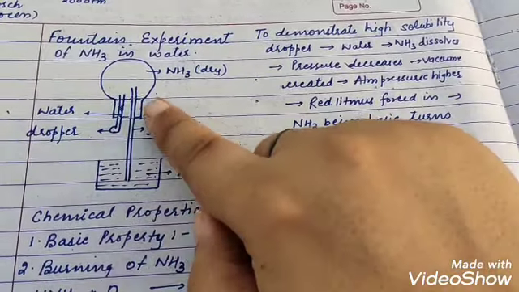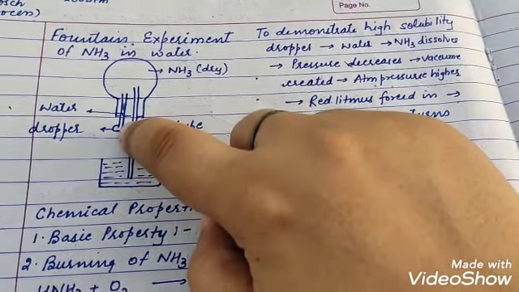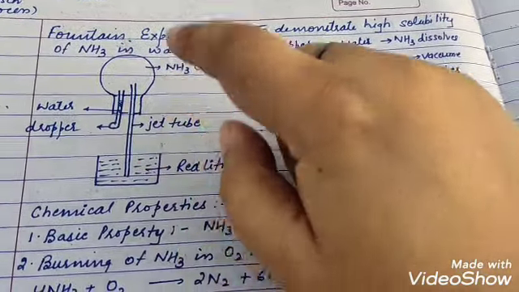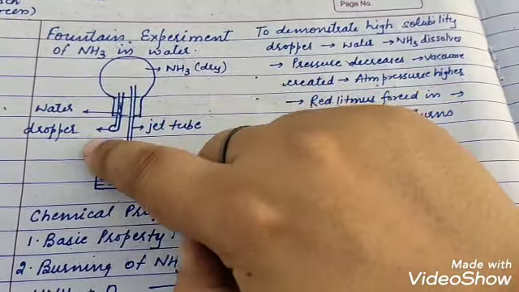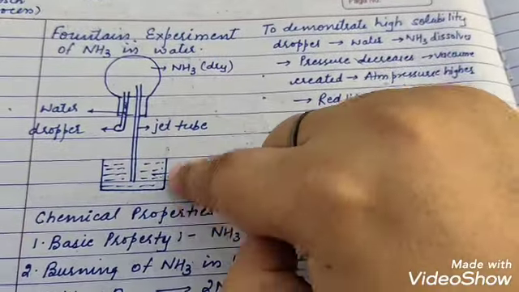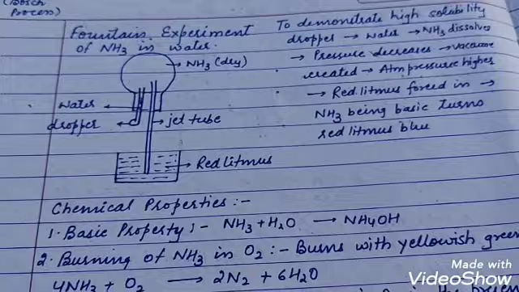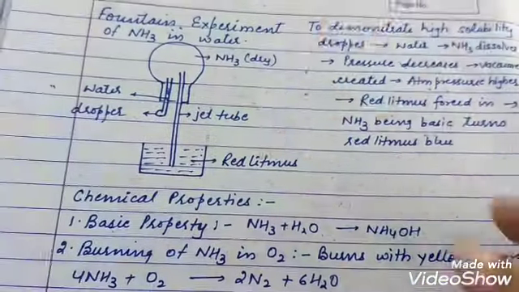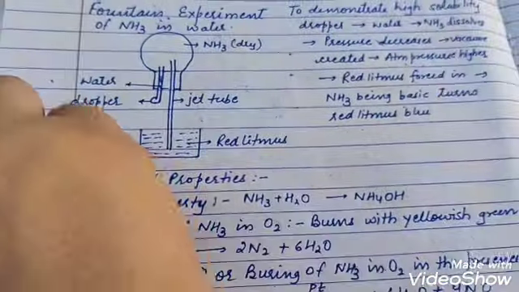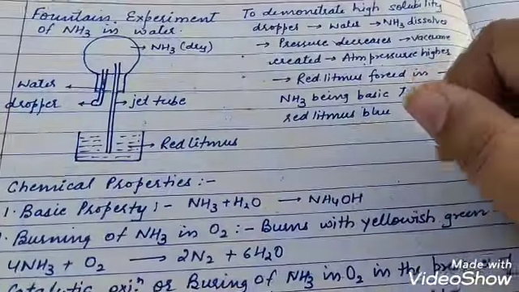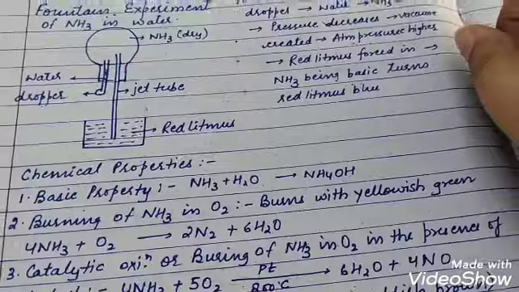So again we have taken a round bottom flask, we have placed a dropper, and in this dropper there is water, and one jet tube is there, and one through which red litmus solution is there. Inside this round bottom flask, what is there? Ammonia, dry ammonia. All right.